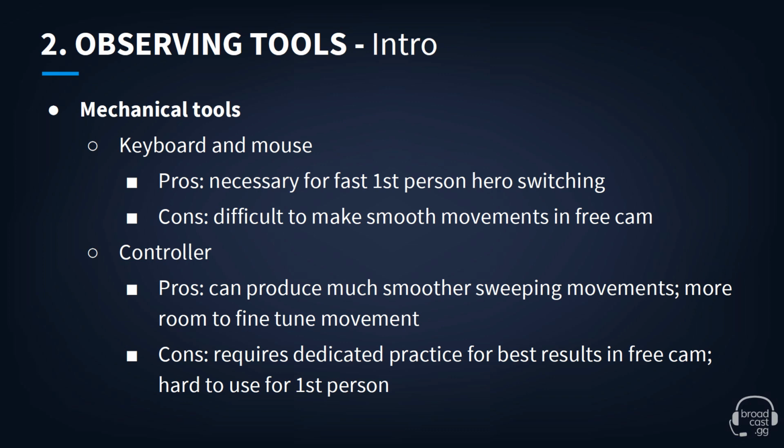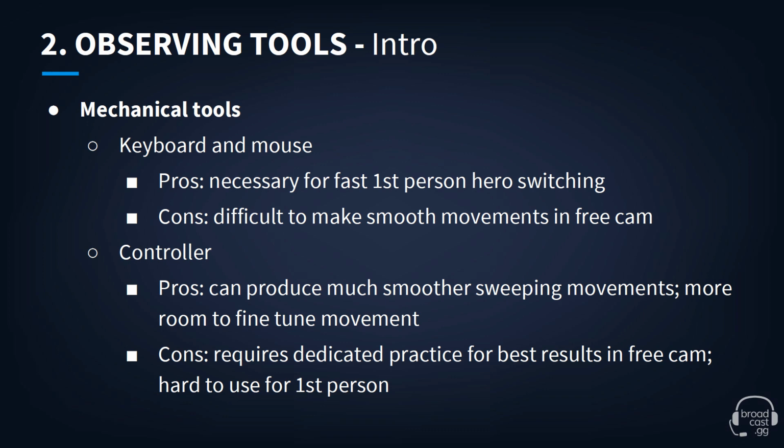So, moving into observing tools. How are you going to get these camera angles? If it was on a movie set in real life, you would be one of those giant camera operators with a huge arm swinging over the stadium. But for us, we have 2 sets of mechanical tools: the keyboard and mouse, and the controller. They both serve a purpose in observing Overwatch.